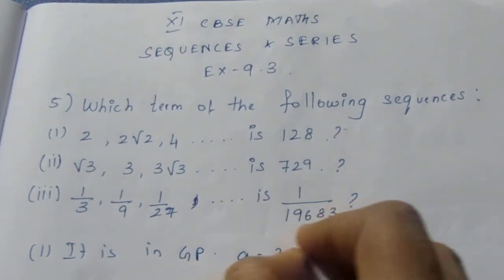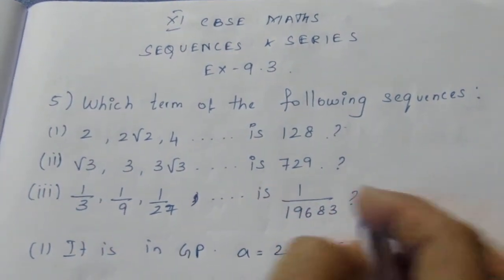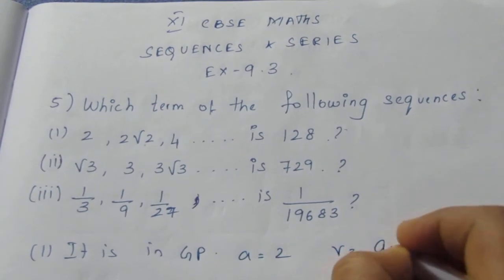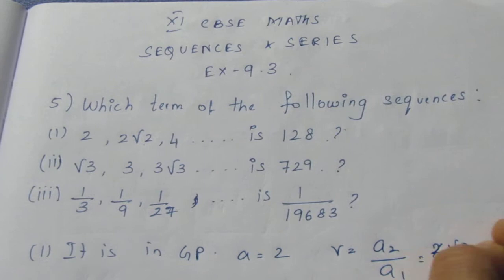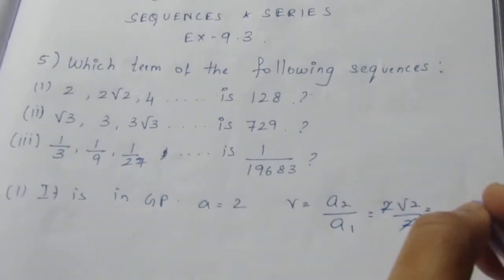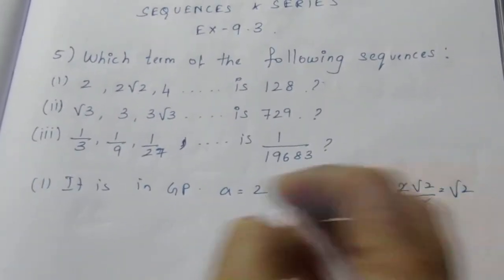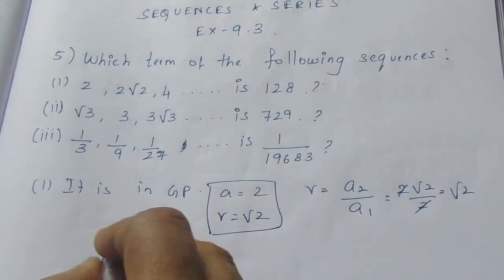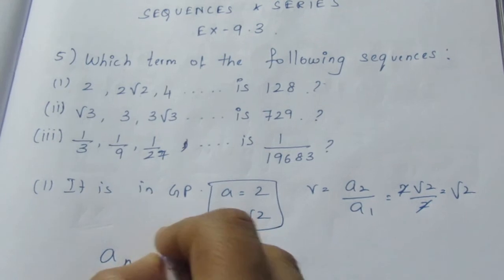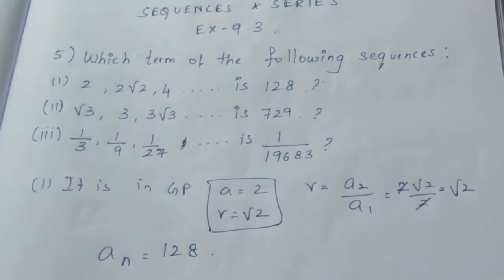A is equal to 2. Common ratio R is equal to A2 by A1. That is 2 root 2 by 2, which is root 2. So R equal to root 2. These two things we know. They have asked us to find which term, which means they have given AN. We need to take it to be AN equal to 128.